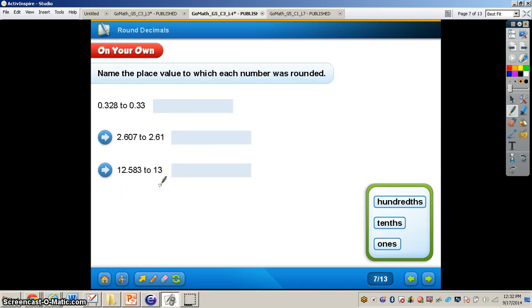Okay, now this next section, the on your own section, it says name the place value to which each number was rounded. So you can basically just see that 328 thousandths was turned to 33 hundredths. All right, and you can see basically whatever place value the final digit falls into, that's what place value it was rounded to. So since my 3 falls in the hundredths place, that means that this was rounded to the hundredths place.